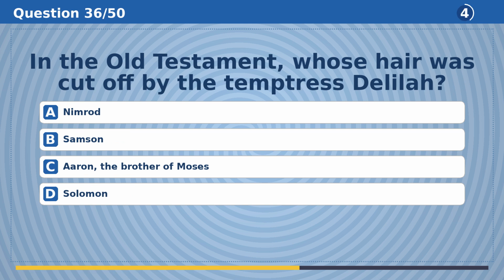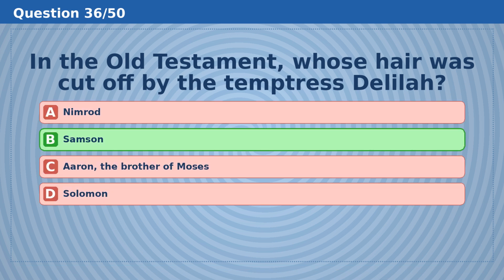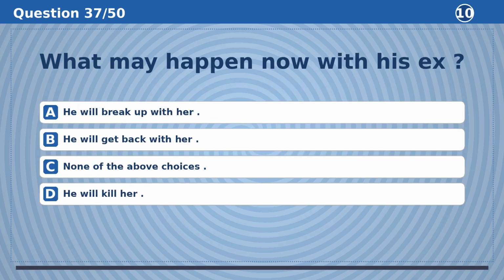In the Old Testament, whose hair was cut off by the temptress Delilah? The answer is B, Samson.